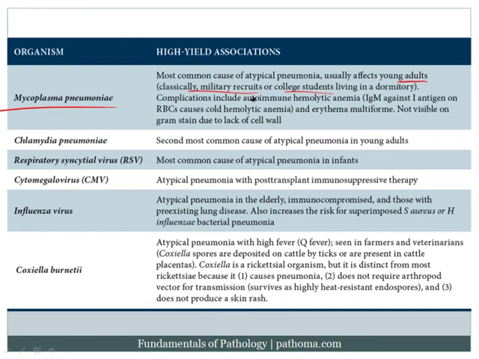One of the high-yield complications to be aware of is that it can produce an autoimmune hemolytic anemia. That's going to be an IgM, and so that's called a cold agglutinin, so it's one type of autoimmune hemolytic anemia. And finally, important to note that it's not usually visible on gram stain because it lacks a cell wall. So these are all the high yields concerning mycoplasma. Chlamydia pneumonia is the second most common cause of atypical pneumonia in young adults. So if you have a young adult with the signs and symptoms of an atypical pneumonia and it's not mycoplasma, you want to think about chlamydia pneumoniae.